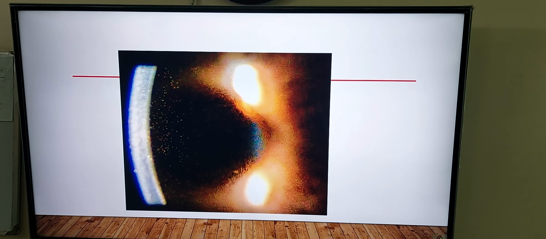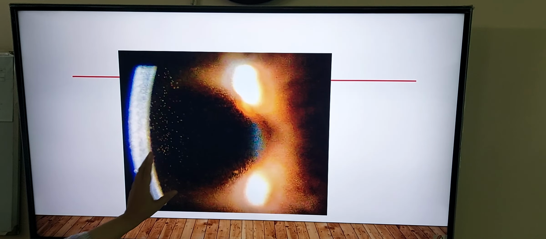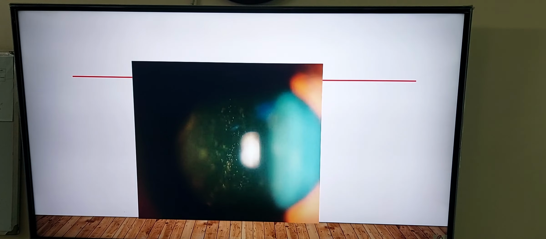You can appreciate the anterior chamber cells. These white particles are anterior chamber cells. They are in front of the iris. Signs: vitritis is the hallmark of intermediate uveitis, and we can grade it from trace to 4 plus. In this picture, you can observe that these cells are behind the lens. This is vitritis because these are behind the lens in the vitreous cavity.